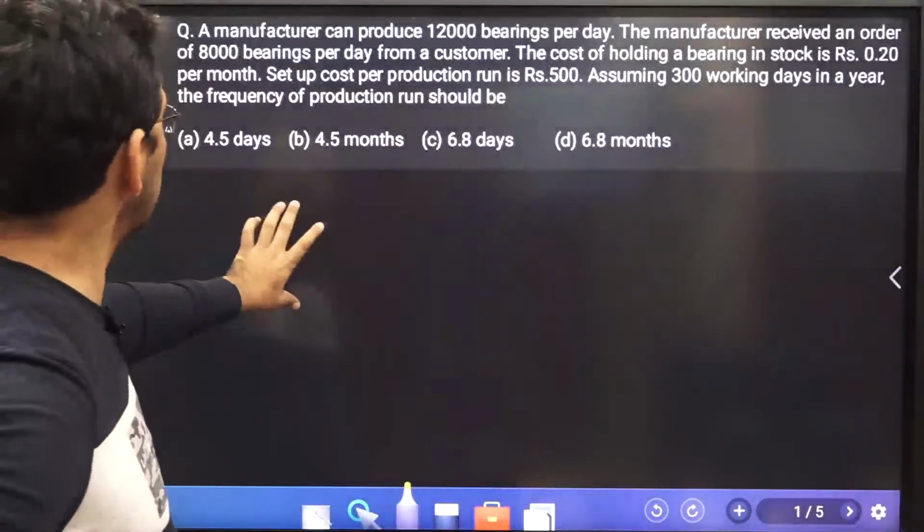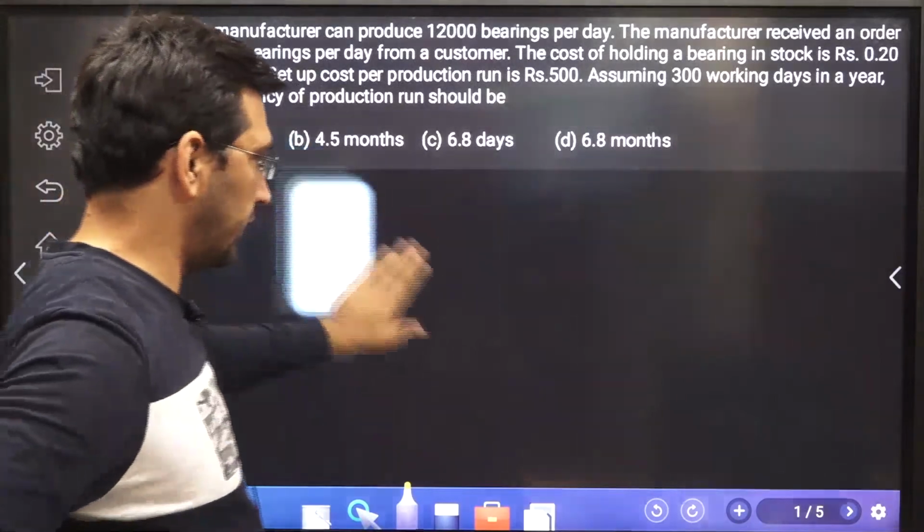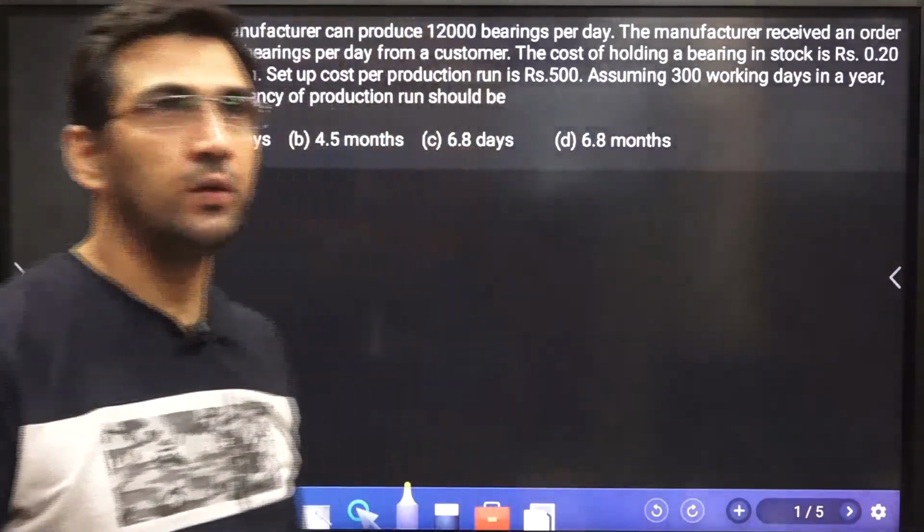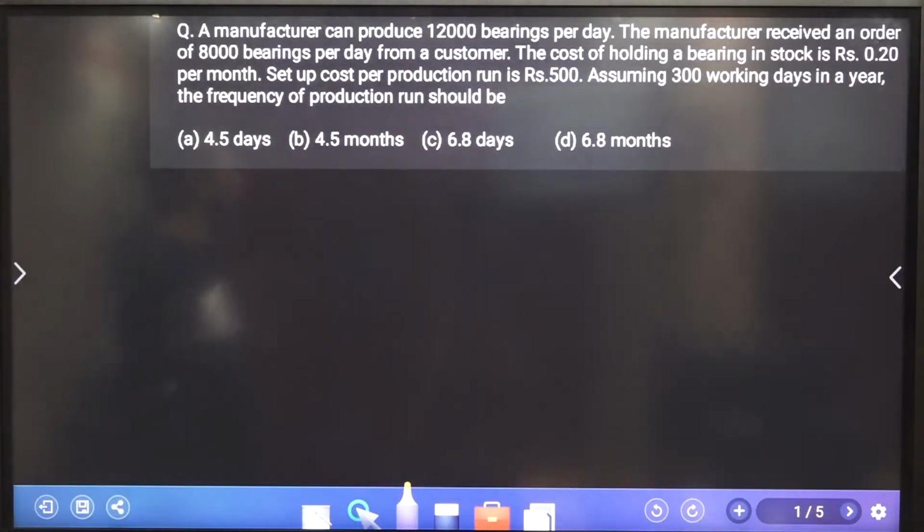Okay, so let's go ahead. And here's the first question for you, and this question is from the inventory section. Broadly, 3 areas will be covered today: inventory, forecasting, and maybe break-even analysis, etc. Those will be the areas from where we are going to discuss some of the questions.